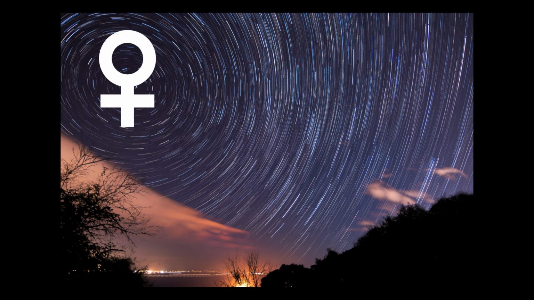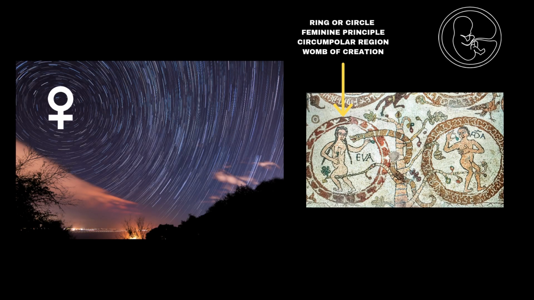This area is literally a ring of space that is consecrated to the sacred female. In fact, in symbolism, when you see a ring or circle shape, this can be identified with the stellar cult and the circumpolar region consecrated to the sacred female, the uterus or womb of creation.